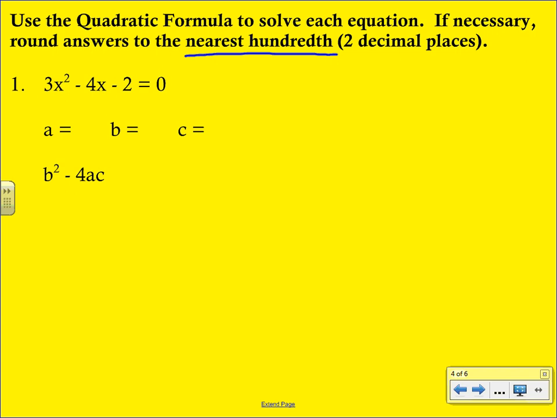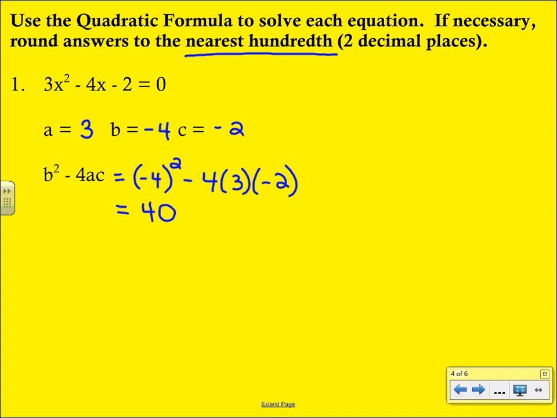So if you notice, number 1 is set up in standard form, and when we identify the ABCs, we have A is 3, B is -4, and C is -2. We then take those values and plug them into the discriminant. You have to be really careful with your parentheses and your negatives. And then also, obviously, when you plug them into your calculator, watch for those things as well. When you type this all in, you should get positive 40.